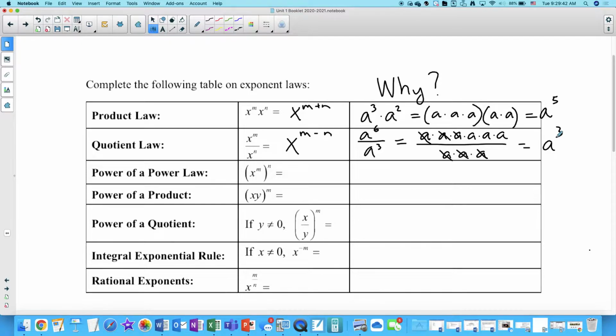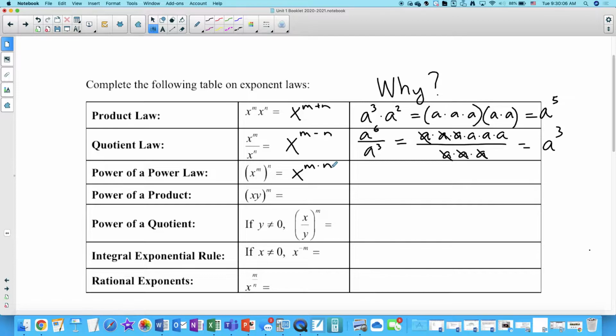Okay, then there's the power of a power law. So if I take a power, x to the m, and I raise it to another exponent, I can simplify that by multiplying the two exponents together. So this is going to become x to the m times n. Okay, now why is that the case?